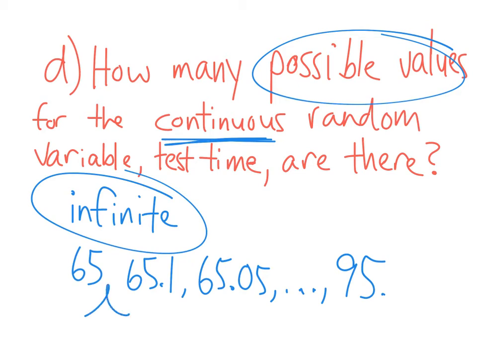We could break down the space, for example, between 65 and 65.1. Actually, this number is in here, 0.05. We could break it down and continue to break it down further by going very, very minute into the decimal places. So, how many are possible? An infinite number are possible.